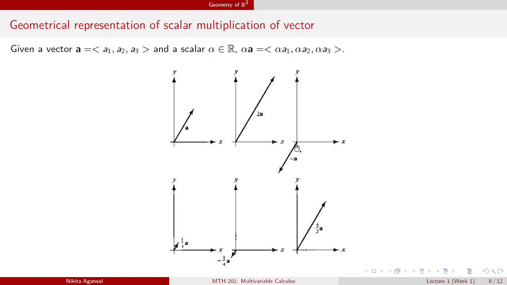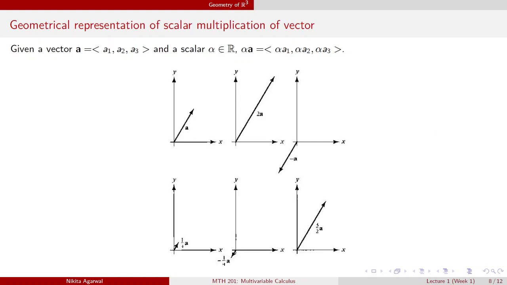Now, if you multiply by a minus sign, then the direction is reversed. Initially it was going in the front, now it goes in the back. If you multiply by 1/4, then the length is shortened, right? Again, minus 1/4 is shortened and in the reverse direction. 3 by 2 a is again scaled in the same direction.